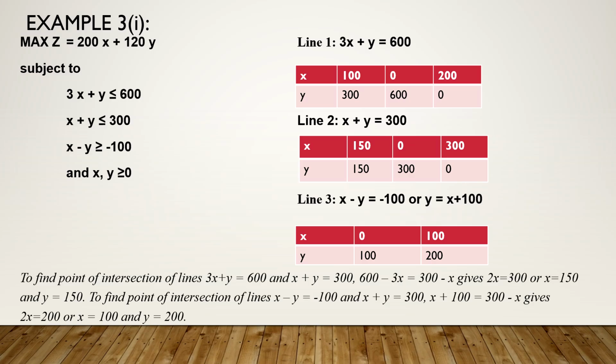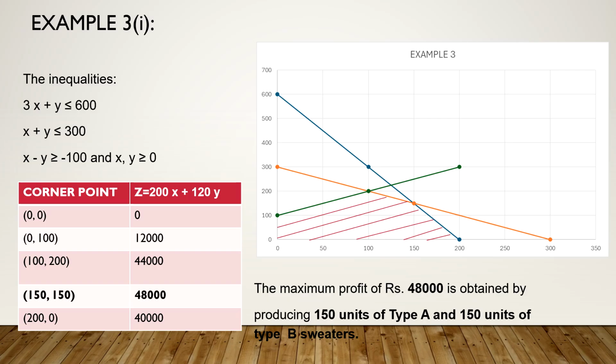Now to plot the graph, we need to find out the points representing the three lines. So again, first line 3x plus y is equal to 600. When x is 0, y is 600. When y is 0, x is 200. One more point I have taken, which is 100 and 300. Similarly, the second line. And similarly, the third line. So just try to get at least 2 points for each line so that you can plot all the three lines. Now, the most important thing is getting the feasible region.